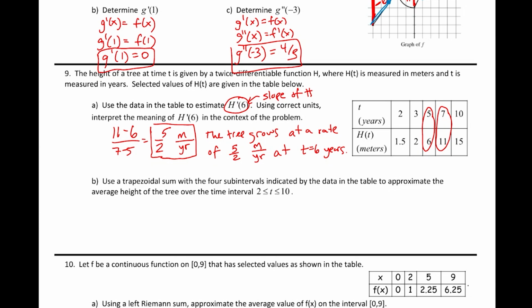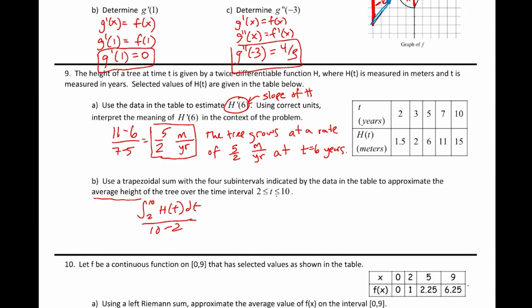Part B says use a trapezoidal sum with 4 subintervals indicated by the data in the table to approximate the average height. Okay, so we're looking for an average height. That's the average value. So let's think about the average value of the height. It would be the integral from, in this case, 2 to 10 of h(t) dt divided by 10 minus 2.